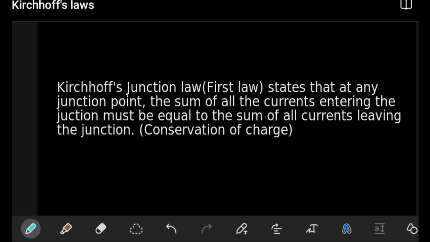When it comes to the first law, Kirchhoff's first law states that at any junction in a circuit, so at any junction point, the sum of all currents entering the junction must be equal to the sum of all currents leaving the junction. If you think about it, this is just a conservation of charge.